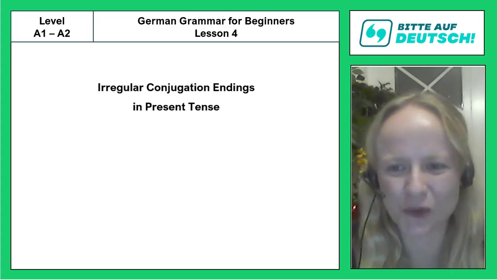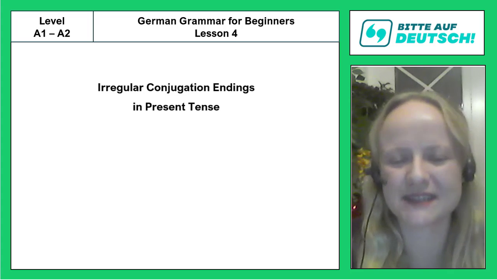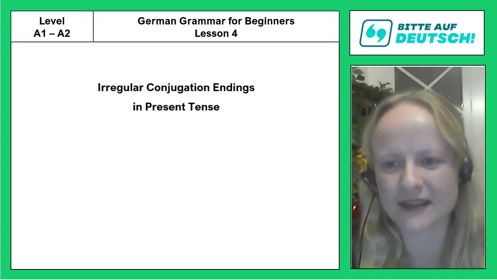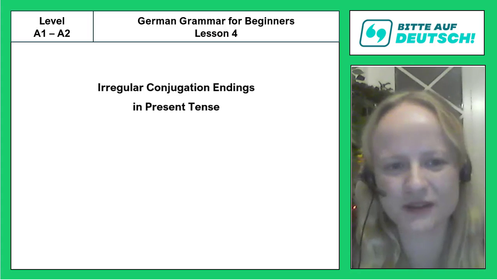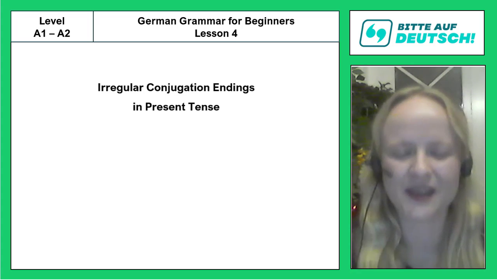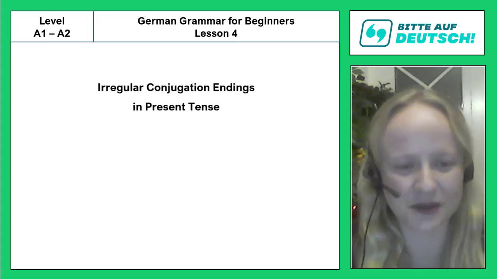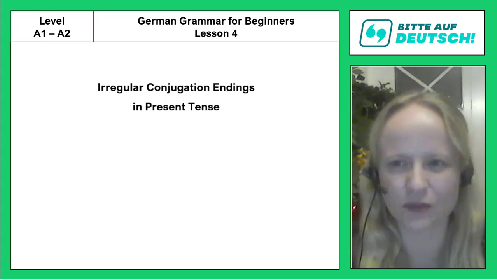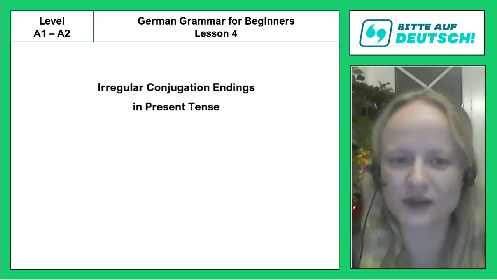This is lesson 4 already, so just as a very quick reminder, in the previous lessons we have had a general look, a quick glance at German sentence structure for main clauses at least. We have learned how to conjugate regular verbs and we have learned how to conjugate irregular verbs. So this lesson 4 is going to be about irregular conjugation endings, and that might be something you probably have not yet heard about or maybe don't know from your own language, depending on what your native language is.